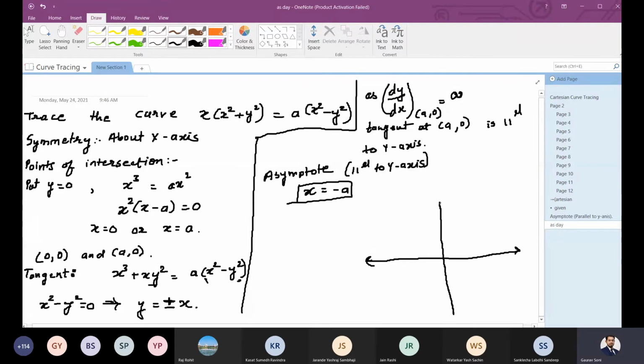Look, the kind of MCQs you can actually expect is that a curve may be given, find the tangent at origin. What is the asymptote for this? Then what is the region of absence for a given curve? What is the symmetry for the given curve? So this big example can be broken into small examples, and that is how MCQs can be asked in this.